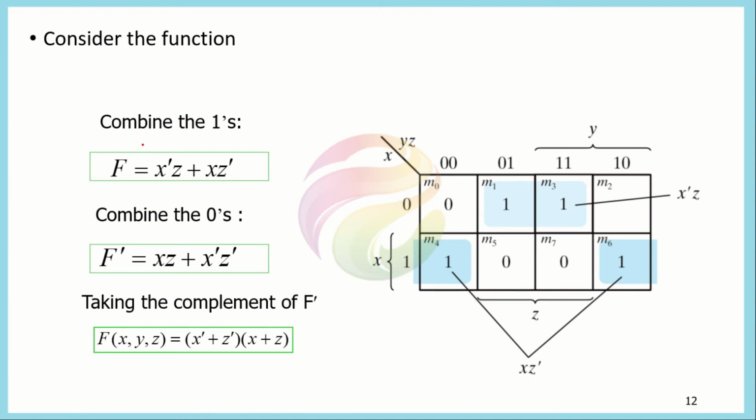Say, consider an example. This function is represented here as this term and this term. If you want to combine them, or minimize these terms, because this is a three variable system, the final result of the combination of these two will be in the form of two literals. So combining these two will give you this result, and combining this and this will give you this result.